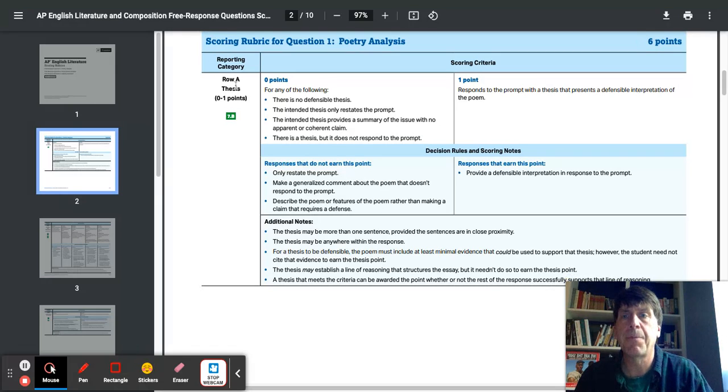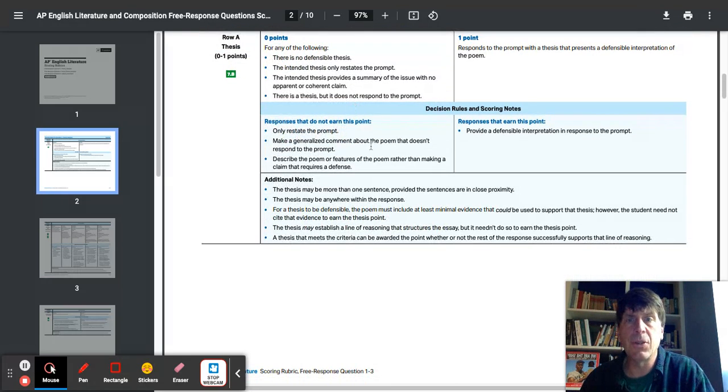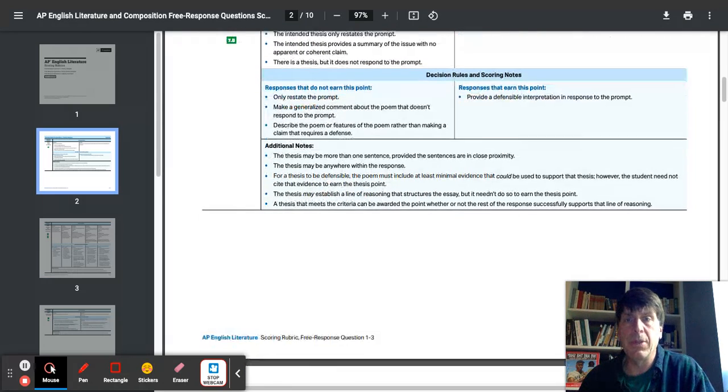So let's look. First thing, you get 1 point for your thesis. It says the thesis responds to the prompt with a thesis that presents a defensible interpretation of the poem. Okay, so you do that or you don't. If there's no defensible thesis, or the thesis only restates the prompt but doesn't make a defensible interpretation, or the intended thesis provides a summary of the issue with no apparent or coherent claim, etc., then you get a 0. So you can look this over. This is responses that do not earn the point, responses that do earn the point. It's only 1 point, but it's important. So you should read through that.